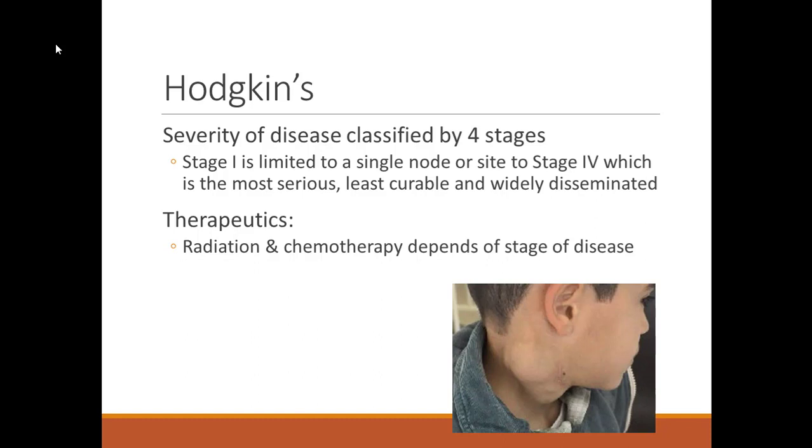Just like any other cancer, 4 stages. Stage 1 is limited to a single node. Stage 4, most serious, least curable, and widely missed. And obviously, radiation and chemo are treatment for Hodgkin's. You can see here where those lymph nodes are extremely, extremely swollen.